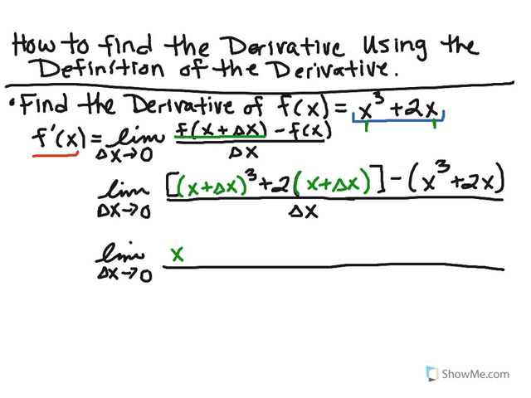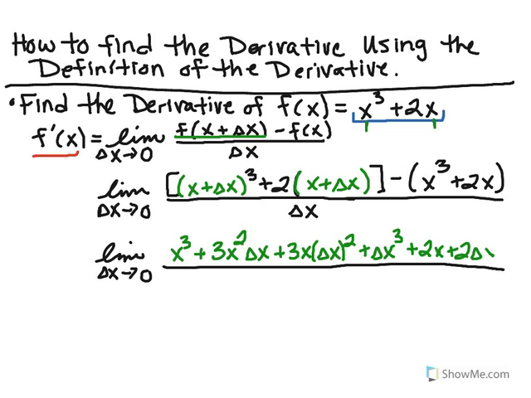So I should have x cubed plus 3x squared delta x plus 3x times delta x squared plus delta x cubed plus, and now that takes care of this cubed part. Now we're just taking a look at the 2 times x plus delta x. When I distribute the 2, I just get 2x plus 2 delta x.